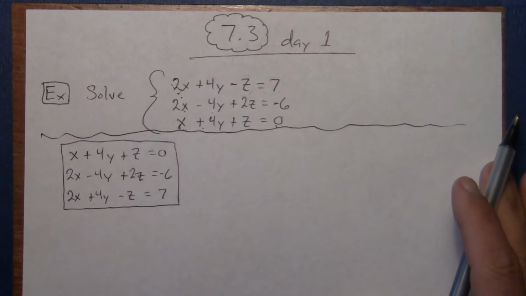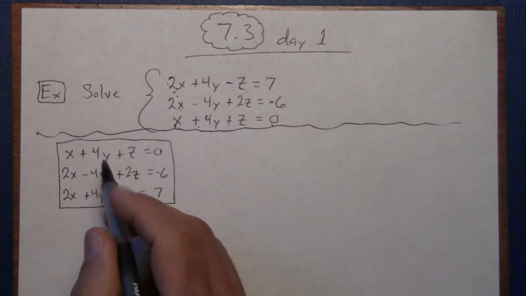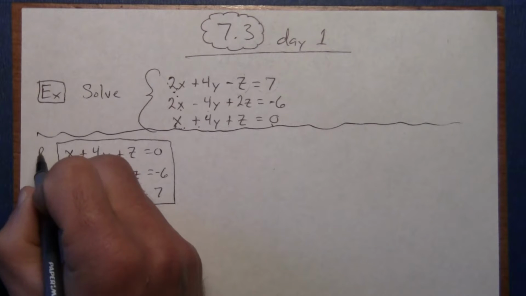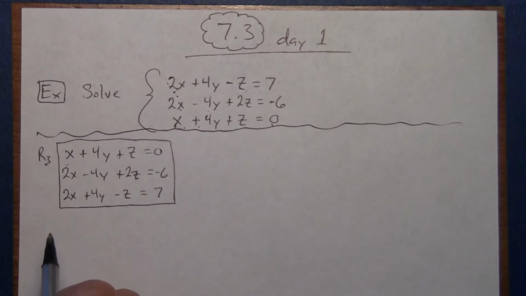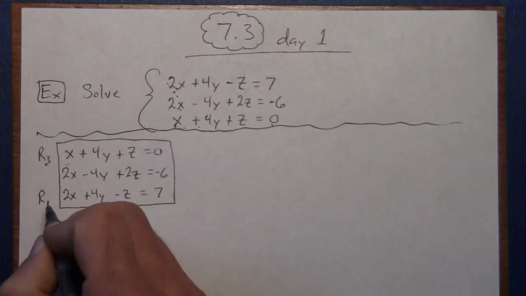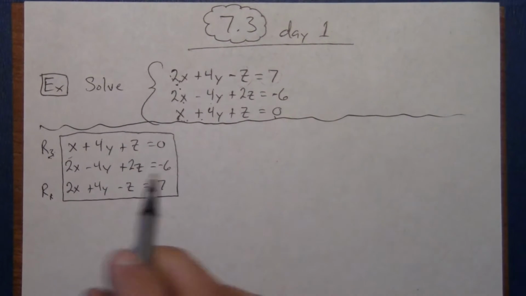Now remember, I want you to make a note of what you're doing, because this can be very hard to follow. So what did I do? Well, I took row 3 and moved it up here to row 1. So I'm just going to say that this was row 3 on the previous step. This was row 1 on the previous step. So when I look at this, I can see all you did is you switched these two. Alright, so there's step 1. Get a 1 in front of that x position.